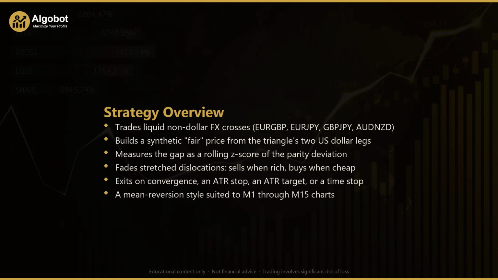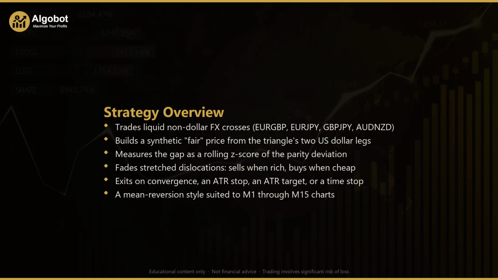The strategy measures that gap as a relative deviation, then standardizes it into a rolling z-score over a configurable lookback window, which defaults to 120 bars. When the cross drifts far enough from its fair value, the z-score stretches, and the strategy looks to fade that dislocation, expecting the triangle to reclose. In practical terms, when the cross is richer than its synthetic parity, the strategy signals a sell. When it's cheaper, it signals a buy.